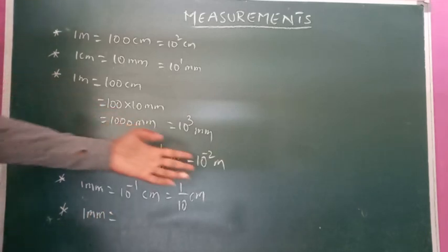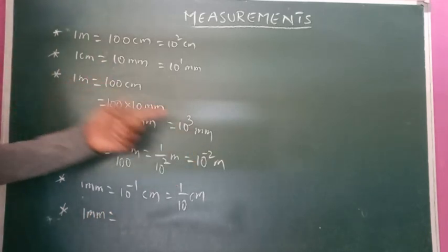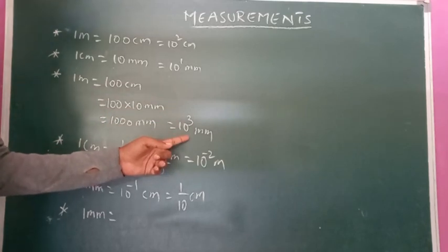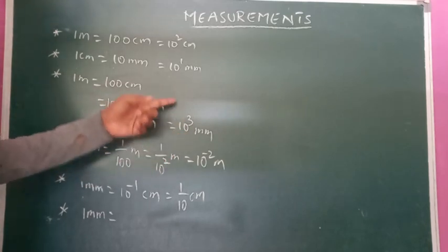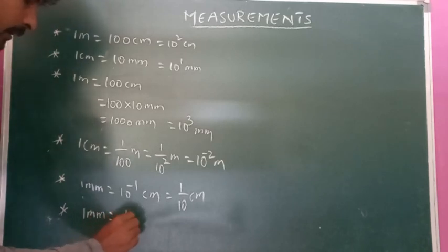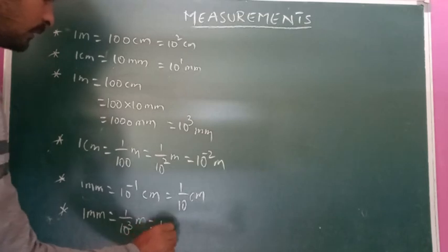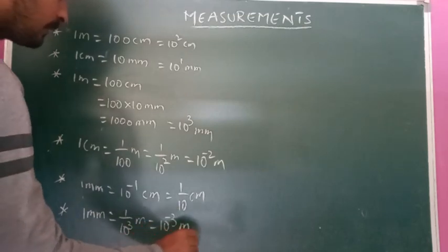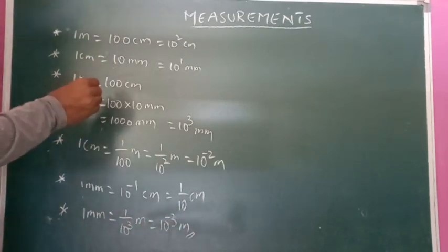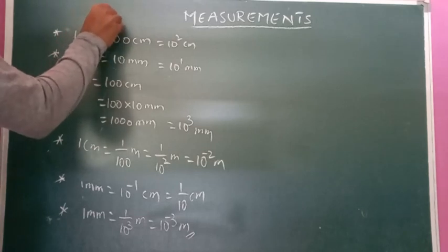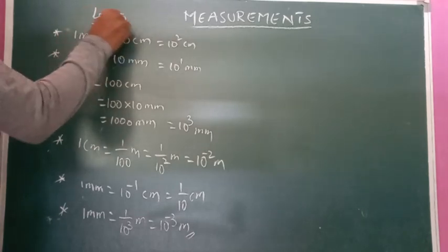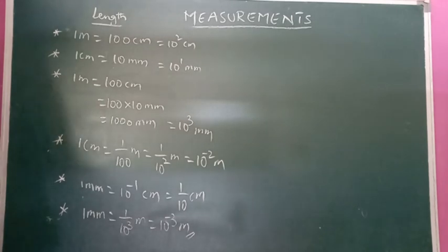Converting millimeters to meters. Here 1 meter is equal to 10 power 3 millimeters. Then 1 millimeter is equal to the reverse, 1 by 10 power 3 meters, so that is 10 power minus 3 meters. And these are the conversions for length.